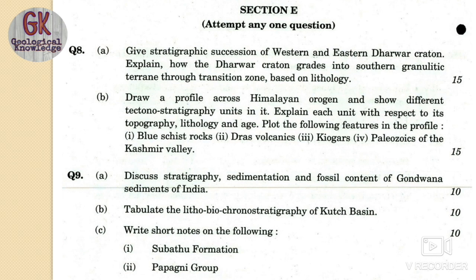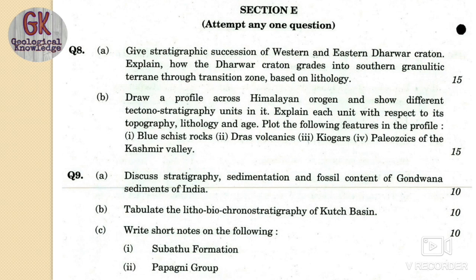And what you have to discuss? The stratigraphic succession of the eastern Dharwar as well as the western Dharwar Craton, and you also have to explain how the Dharwar Craton grades into the Southern Granulite Terrain through the transition zone, with special emphasis on the lithological variations. And question number 8b: you have to draw a profile across the Himalayan orogen, and show different tectonostratigraphic units in it. Explain each unit with respect to its topography, lithology and age.